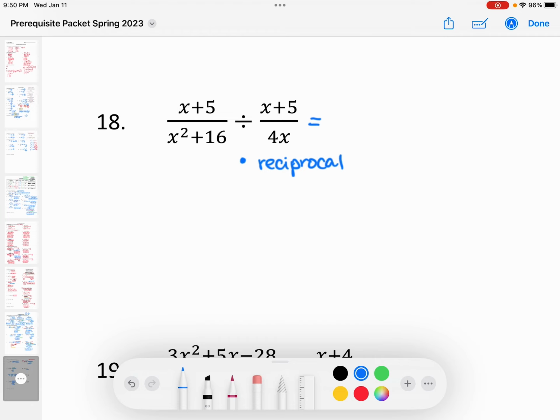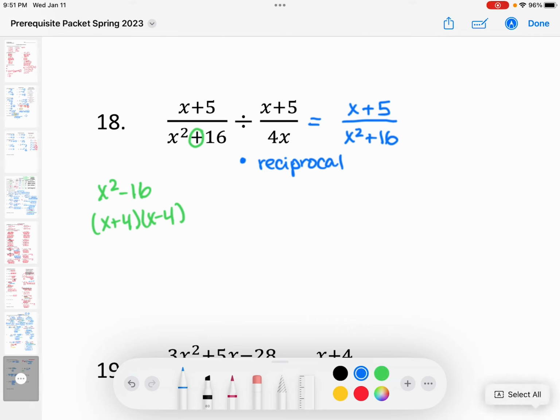So I'm going to rewrite this. So it'll just be the normal fraction x plus 5 over x squared plus 16. By the way, you can't factor when it's x squared plus 16. If that were x squared minus 16, it would be x plus 4 times x minus 4. But with the x squared plus 16, it does not factor anymore. And now I'm going to do my division. So division is the same thing as multiplying by the reciprocal. So I just flip that second one over.